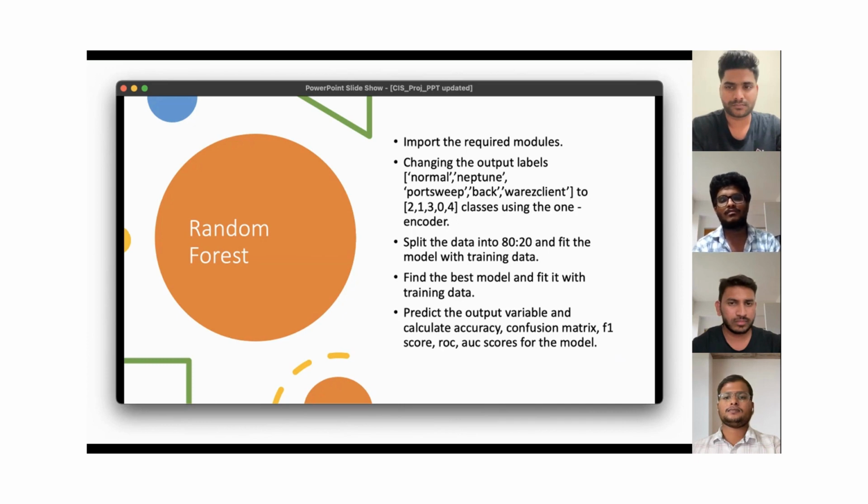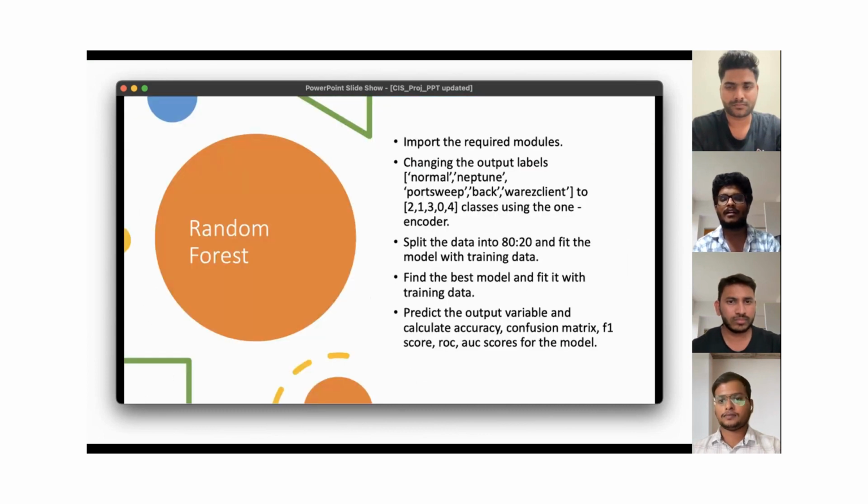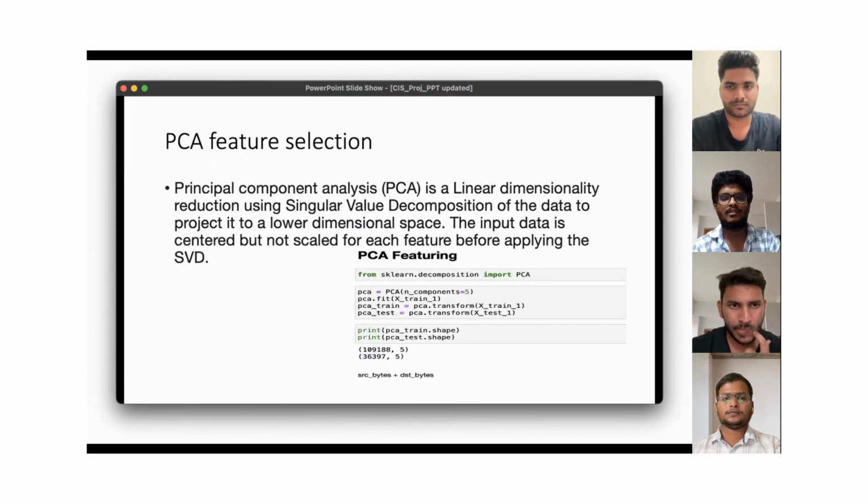Here we have split the data 80 to 20, with 80% as training and 20% as testing, and we got an accuracy of 99% on the test. As per the test results, we got 99%, and the confusion matrix and classification report are as follows. We could see that we got an accuracy of 99%.